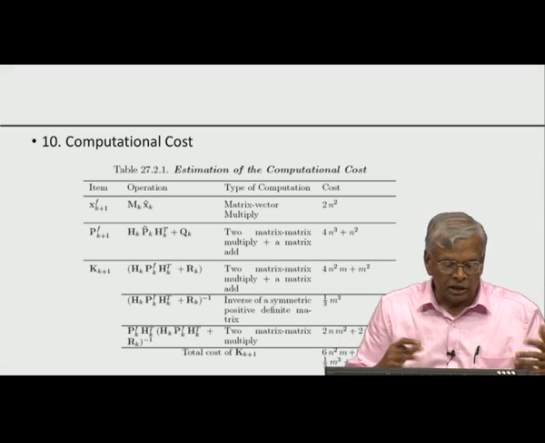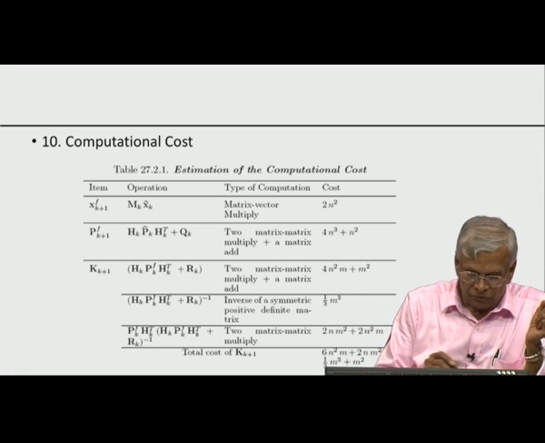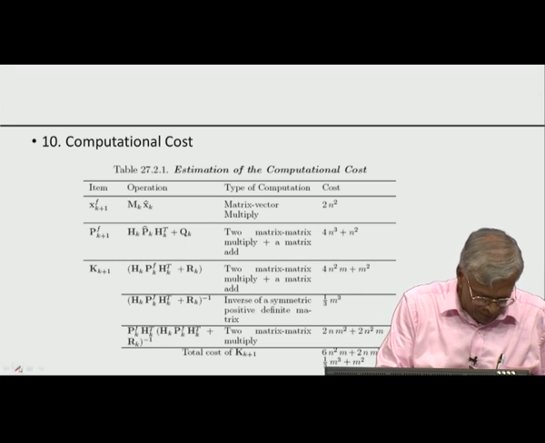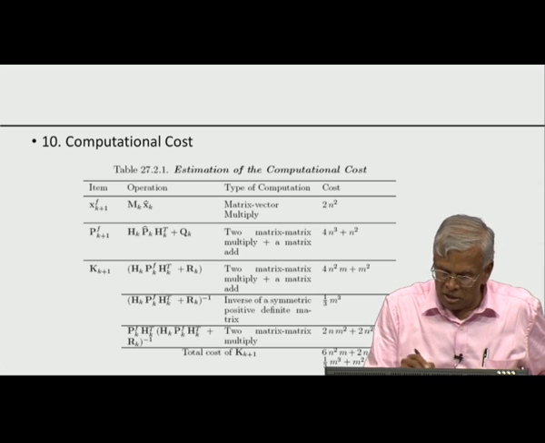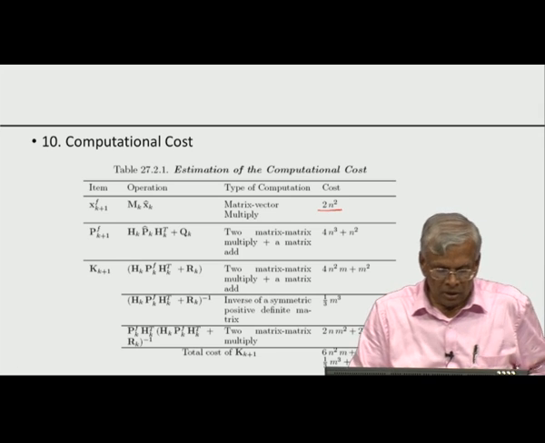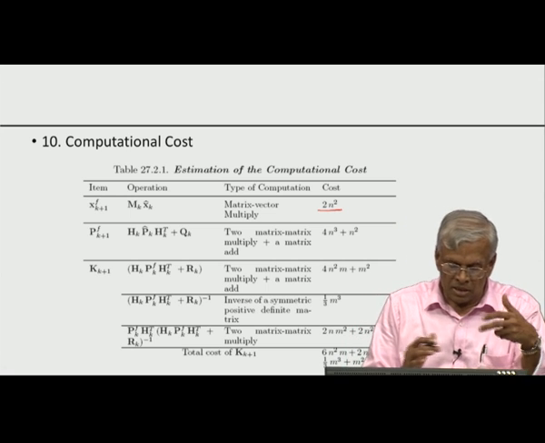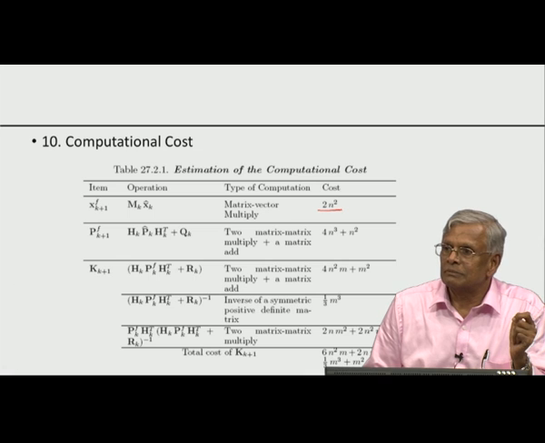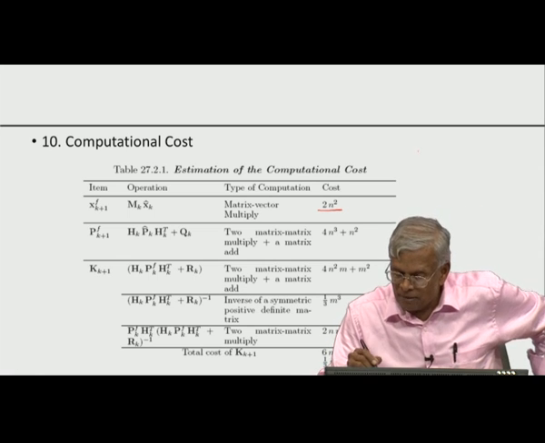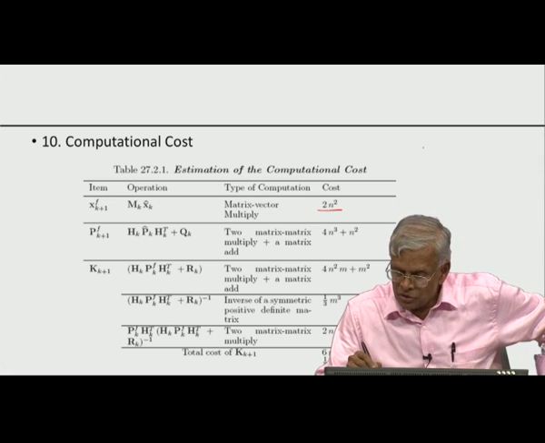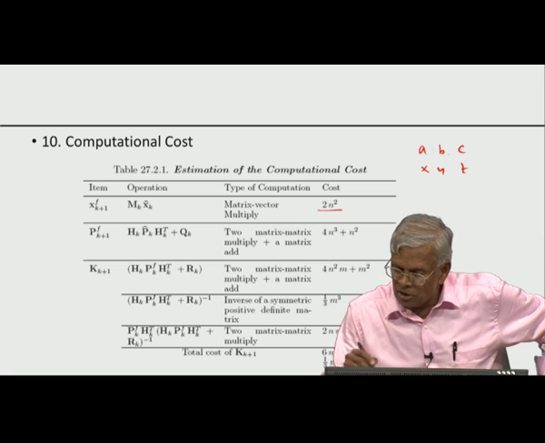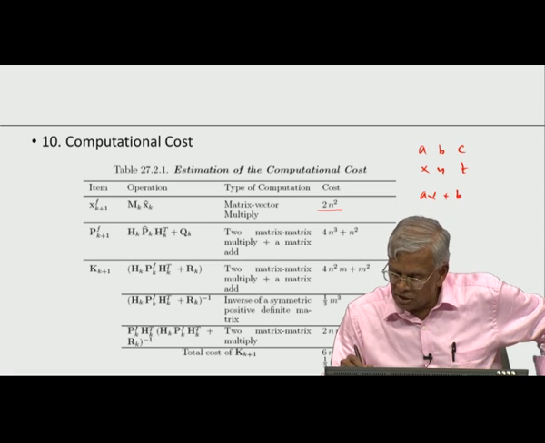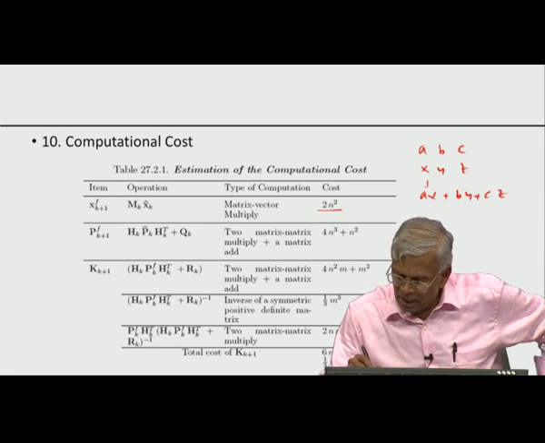So now I have talked about computational cost. The forecast step, let us look at very quickly. The forecast step, matrix vector multiply, because to multiply matrices you have to multiply and add. Let us talk about this now. If I am going to compute the inner product of two vectors, A, B, C and X, Y, Z, that is Ax plus By plus Cz, I need to multiply. Also I need to add.